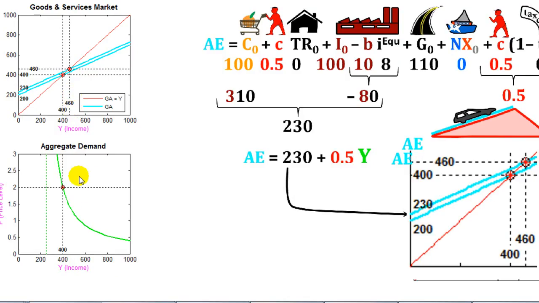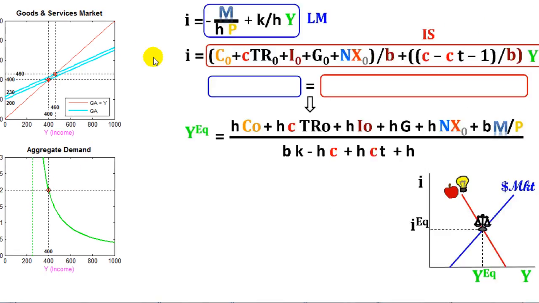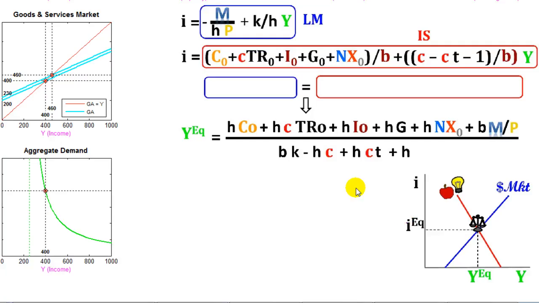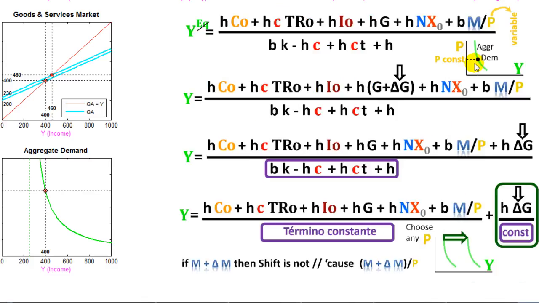And finally we go to the aggregate demand curve. So we know how to get the intersection, and we already saw in a previous video that if we want to get the aggregate demand curve, we have to consider not only this point, but we have to make P variable, and then Y is going to vary as well, and we get the initial aggregate demand curve.